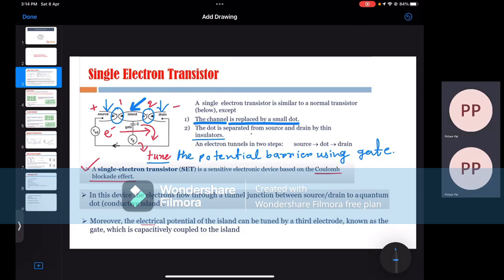And this dot is separated from the source and drain by a thin insulator. That way, this portion is quantum confined because of the presence of insulating material on both sides towards the source and drain. The carriers enclosed in this island cannot go easily to the source side or drain side, right? So it's like a case of 3D confinement, you can say. I'll move to the next slide.